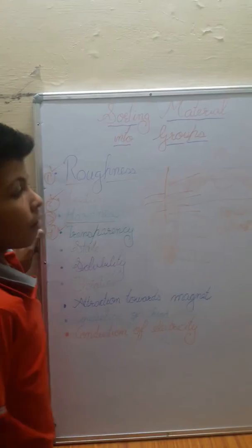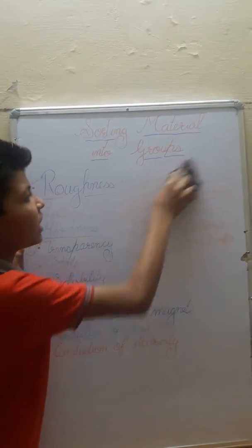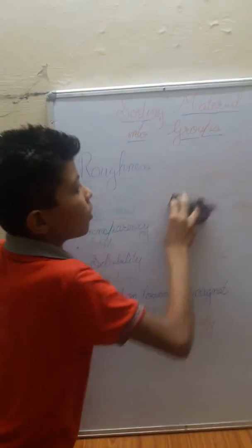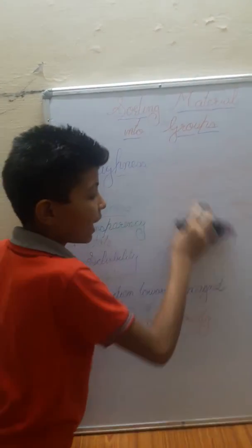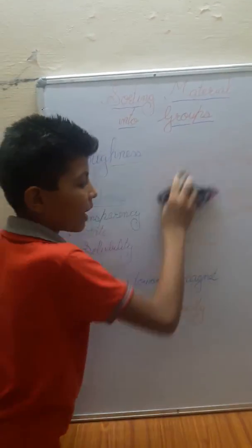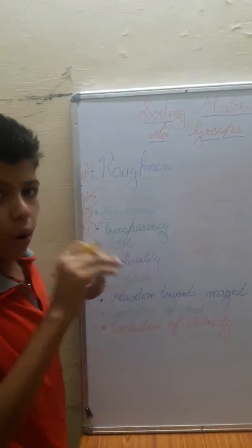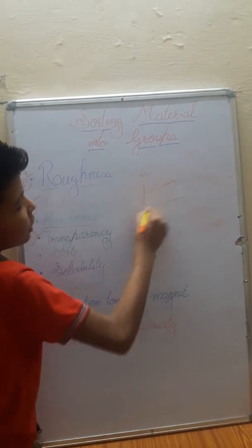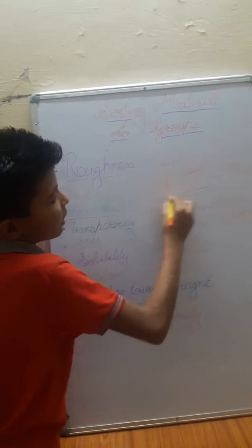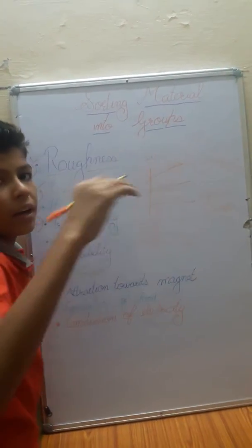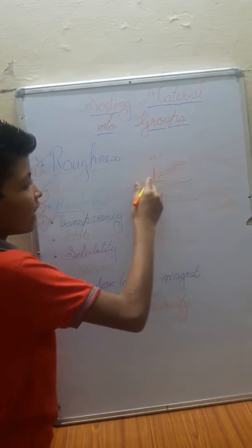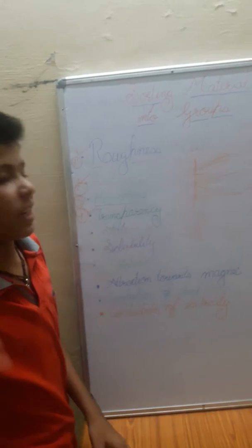Example, colored glass. The materials which do not let any light pass through them are known as opaque. Example, this is a board and it will not let any light pass through. If you take a mirror, it will reflect the light but not let any single light pass.